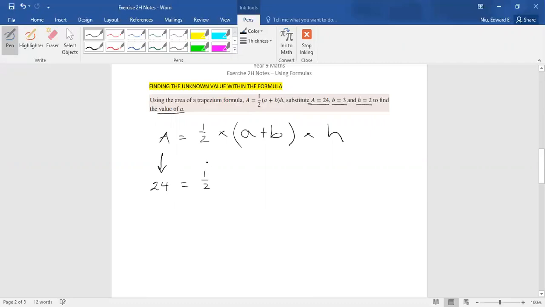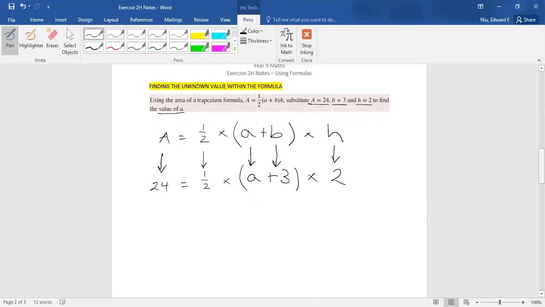We don't do anything with the half. We know little a we have to find, so we have no idea what it is. And we know little b is a positive 3, and we know little h is 2. So now that we've plugged everything in, what we have to do is get a by itself on the right side of the equation.